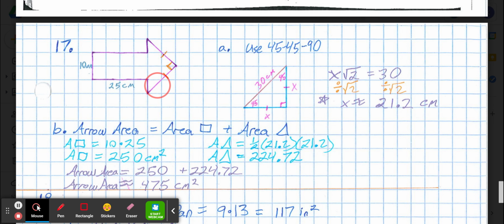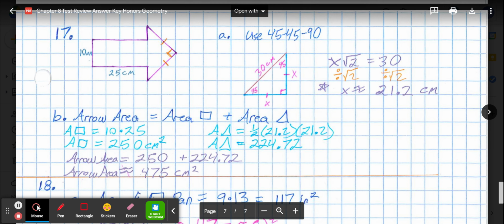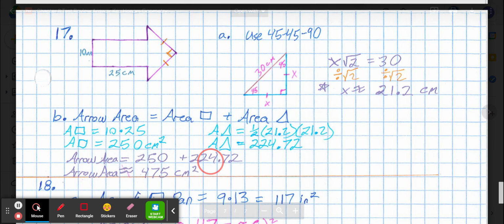Then for the triangle over here, area of the triangle is half the base times height. Because we have the right angle, our two legs are the base and height. So 1/2 of 21.2 times 21.2. So area of the triangle, 224.72. So to get the area of the arrow, we'd add the rectangle plus the triangle, which then rounded to the nearest square centimeter would be 475 square centimeters.